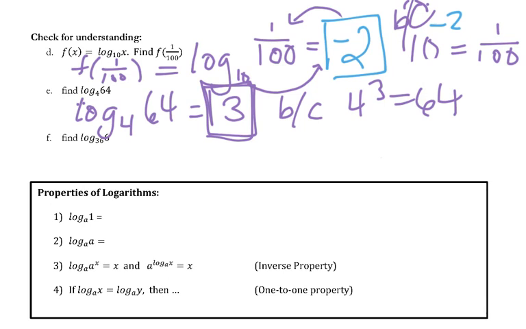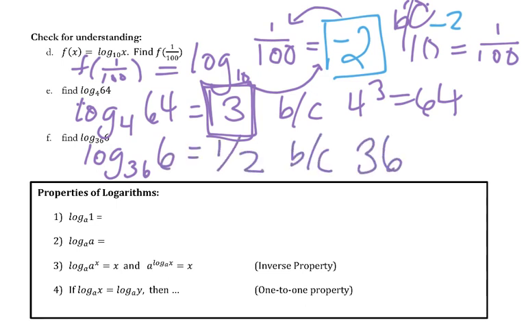Our final one, log base 36 of 6 is going to equal 1/2 because 36 to the 1/2 equals 6. Again, remember that the 1/2 is equivalent to a square root. So the square root of 36 is 6.